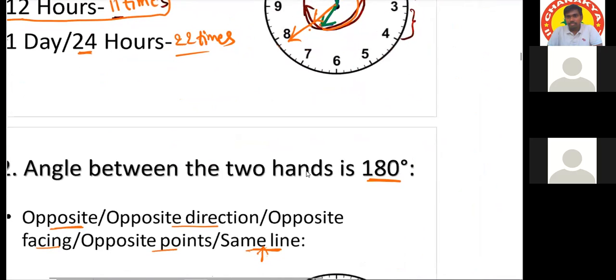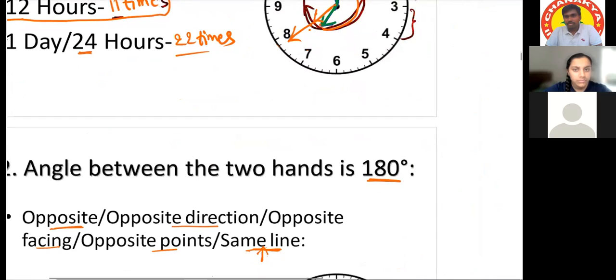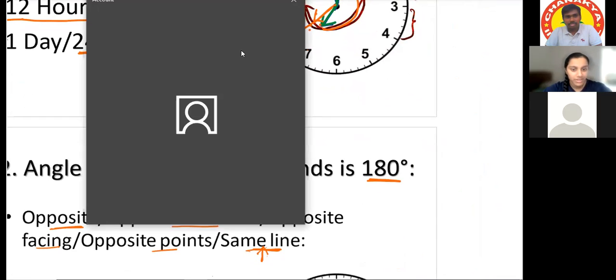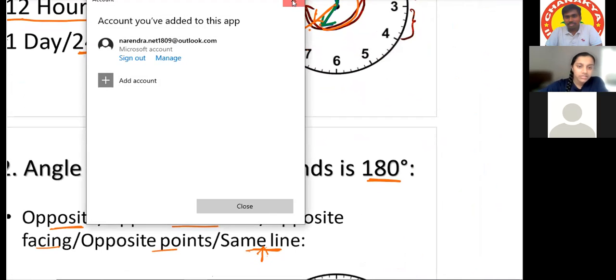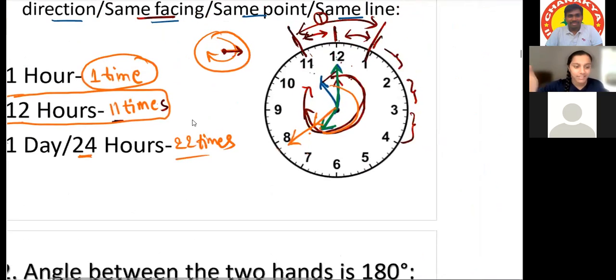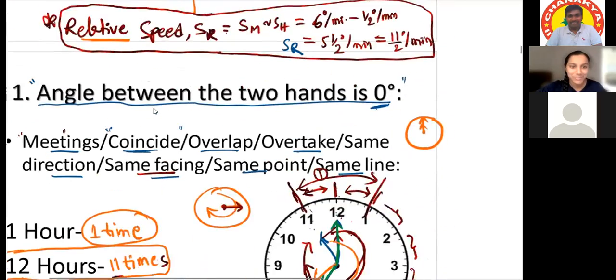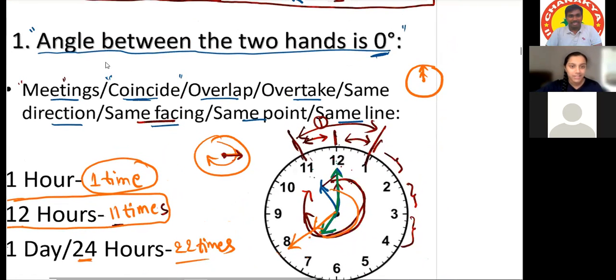Toshnika, is the remote control with you? I don't know, sir. I have no idea. Somebody is controlling. Sir, the remote control is not in my hands. I think you should give me permission to control your screen. I cannot do anything from here.